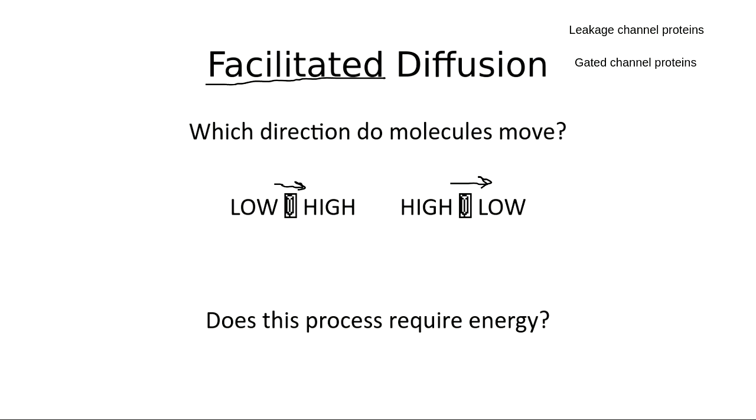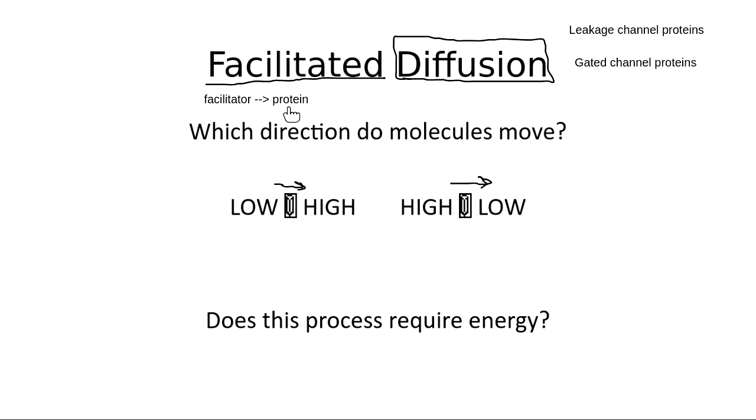First part of its word, facilitated. Think of facilitated meaning that we have a facilitator, meaning that's someone that makes things happen. That's what a facilitator is. So when I talk about facilitated diffusion, I mean that I use a protein to facilitate, or to make happen, the process of diffusion. Facilitated diffusion is a special kind of diffusion that I use a protein to make happen.